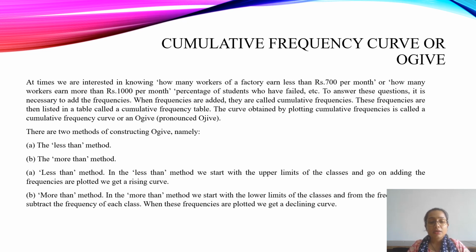In the less than method, we start with the upper limits of the classes and go on adding the frequencies, which are then plotted. We get a rising curve. Then the more than method. In the more than method, we start with the lower limits of the classes, and from the total frequency we start subtracting the frequency of each class. When these frequencies are plotted on a graph, we will get a declining curve.